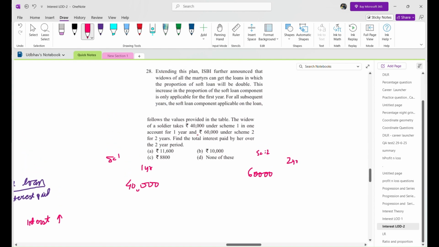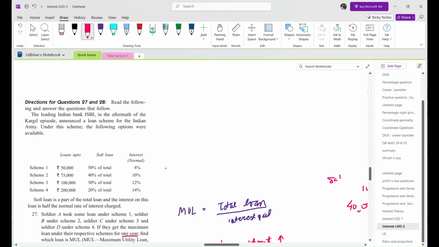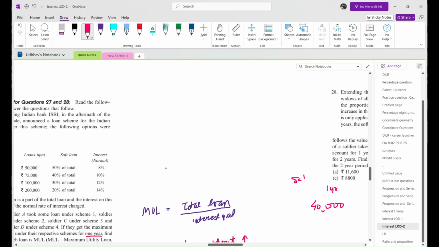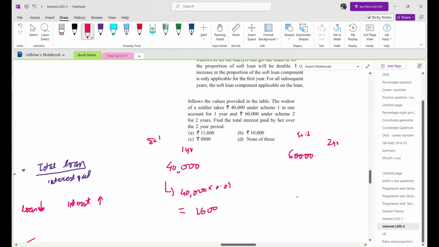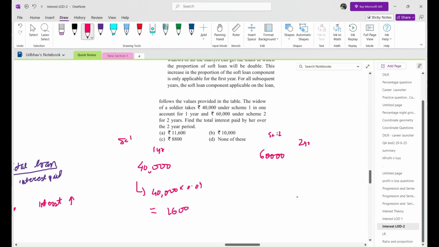So on scheme 1, we are given that if she is a widow, the soft loan component will be doubled. So in scheme 1, the soft loan was 50%. Now it will be 100%. So all the loan which she is taking will be soft loan only. And on soft loan, the interest is half. So 8% divided by 2, 4. So she'll be giving 4% interest on this, 40,000 into 0.04. That is 1600 rupees. And it is for only 1 year, so we'll calculate only for 1 year.